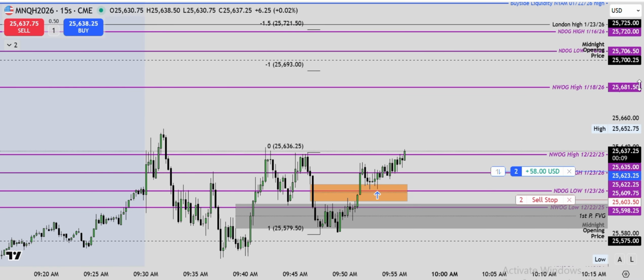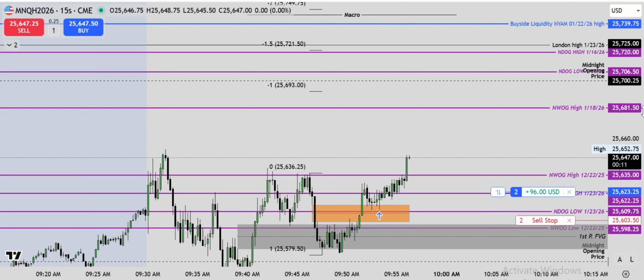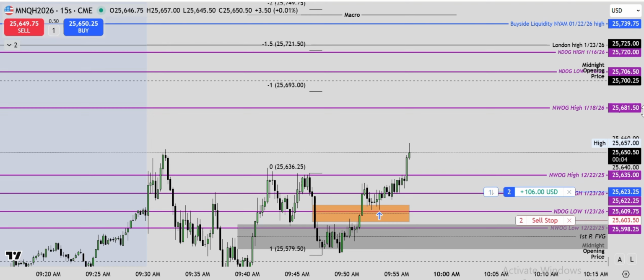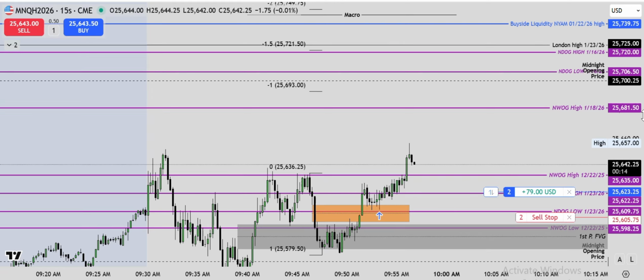move higher. So I went 2 contracts. I've been sticking to 1 to 2 contracts in my live account. A couple times I've done 3, but I'm trying to learn how to pyramid into that 3rd contract. So I'm just kind of staying with 1 or 2 at the moment.